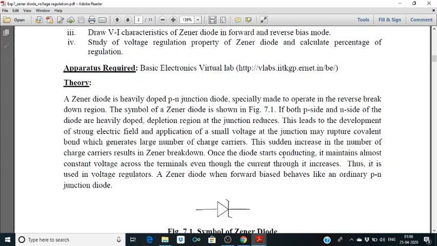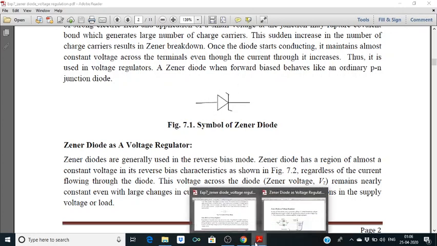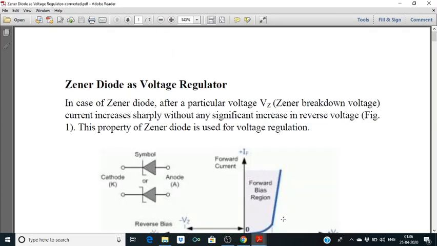Now once the diode starts conducting, it is the special property of Zener diode, due to which it can be used in voltage regulators, that it maintains almost constant voltage across the terminals even though the current through it increases. In forward bias, the Zener diode behaves like an ordinary p-n junction. This is the symbol for Zener diode. Now how it works as a voltage regulator.